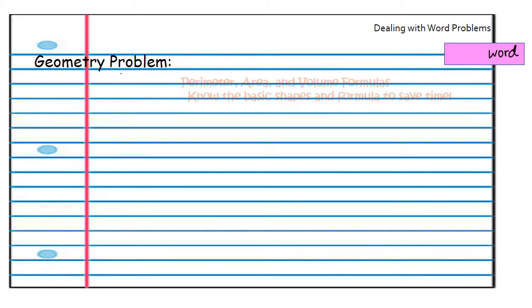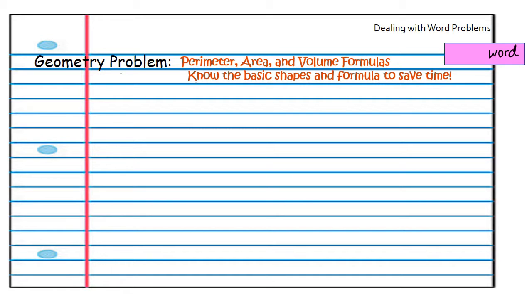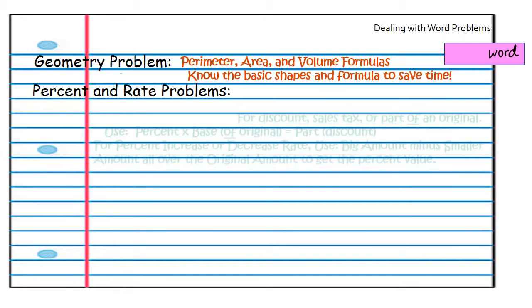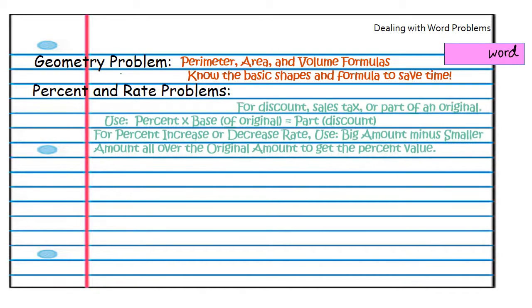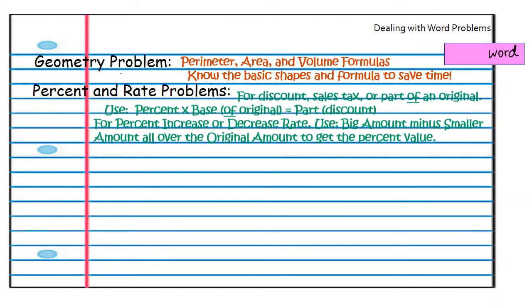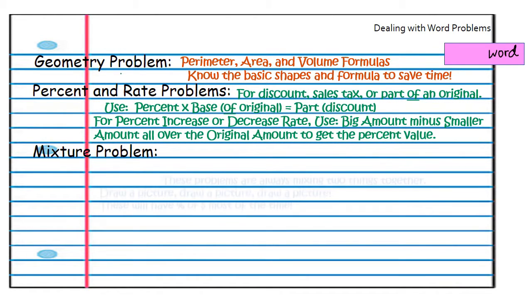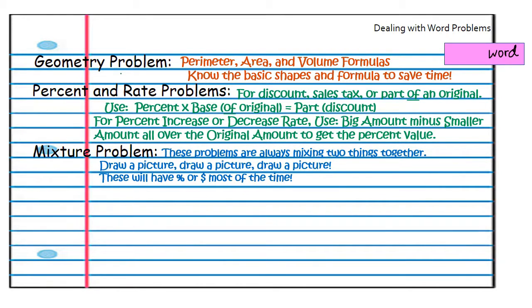The first one are your geometry problems. Knowing things about your shapes and formulas really helps you save a whole bunch of time. The next one is percent and rate problems. Hey, there's that little percent sign in there. Mixture problems are my favorite. These always have 2 things being mixed together.